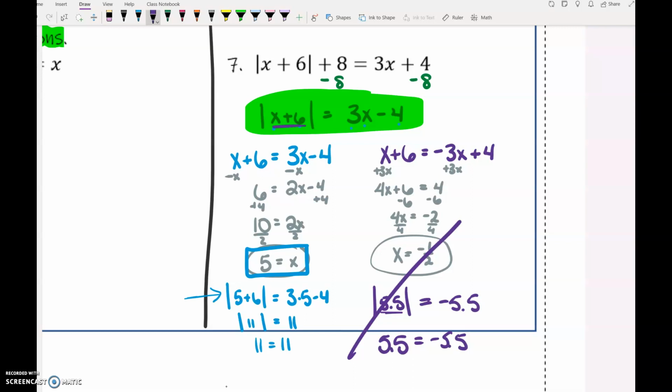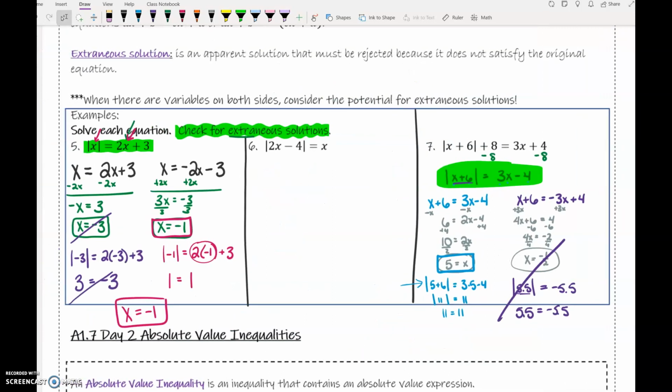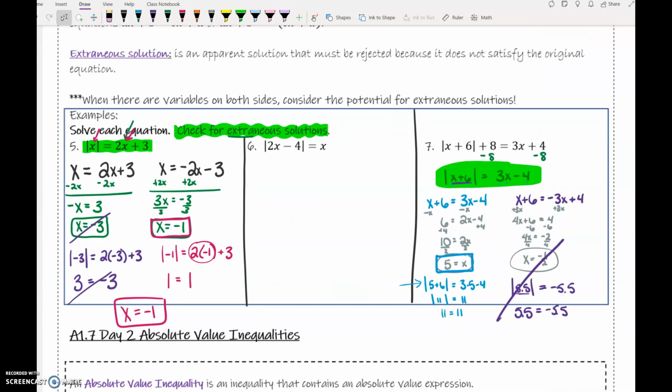It does happen. Let's take a quick moment and talk about number 6, just because we have time and we can. I would like you to try setting up number 6 on your own. So pause the video, try it on your own. Did you get 2x minus 4 equals x and 2x minus 4 equals negative x? If you did, awesome. Now take a moment, solve both of those on your own.